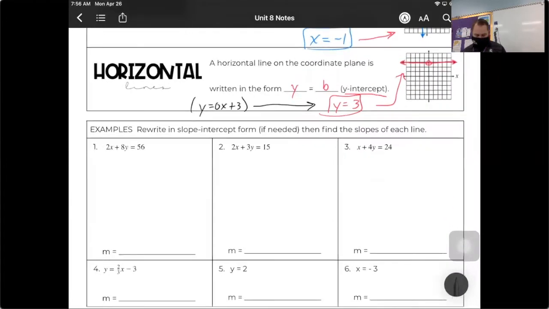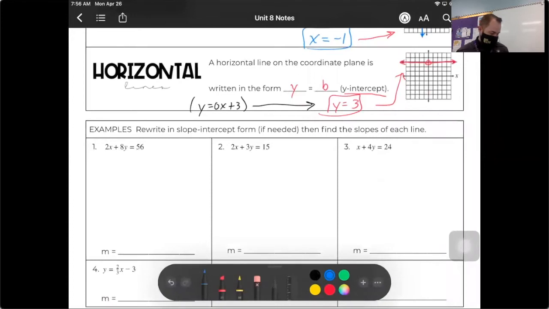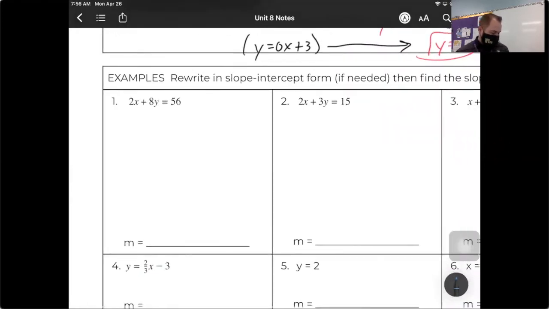Okay, so let's look at some examples here where we have to change from standard form to slope-intercept form and find out what the slope is. We're not going to do every single one of these because I'm going to save some time. You guys can do some of these on your own later if you want. But we'll do the first couple. So this is my equation in standard form: 2x plus 8y equals 56. I want it to be y equals mx plus b. I want it in that form.